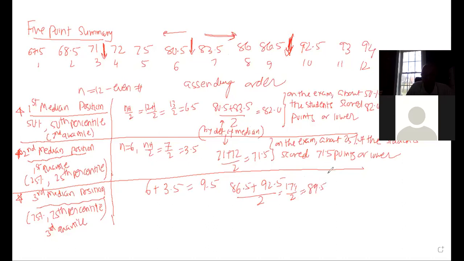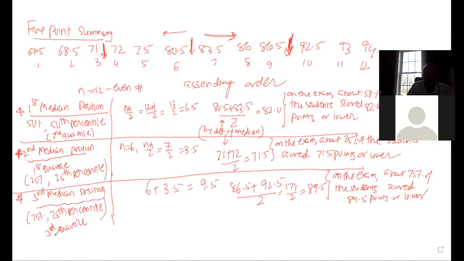That means I would say that on the exam, about 75% of the students scored 89.5 points or lower. That is the meaning.